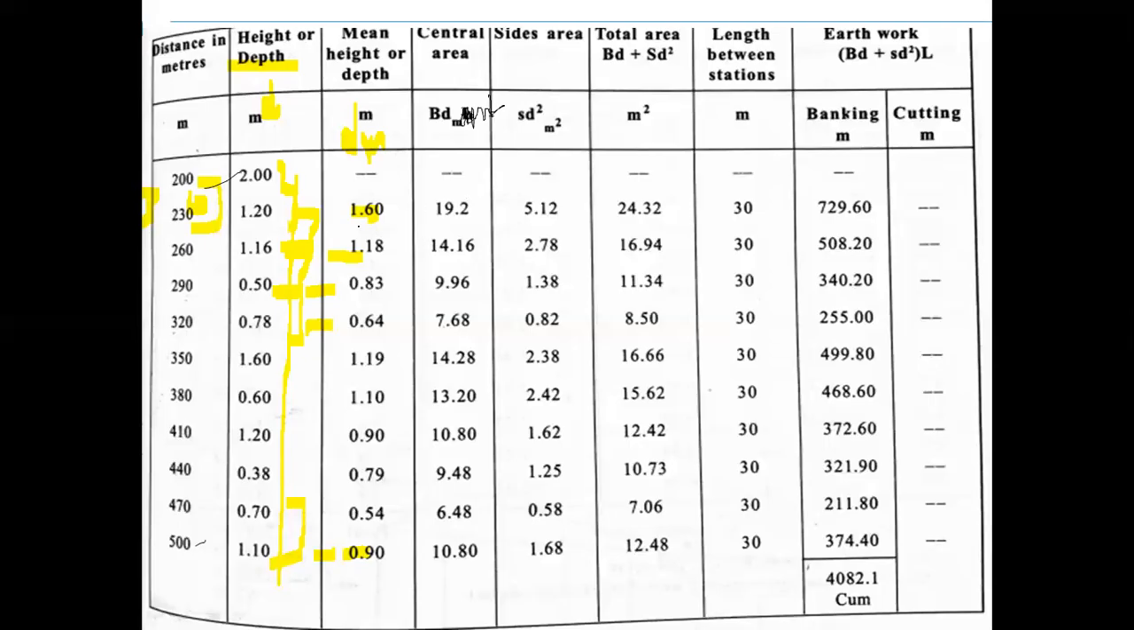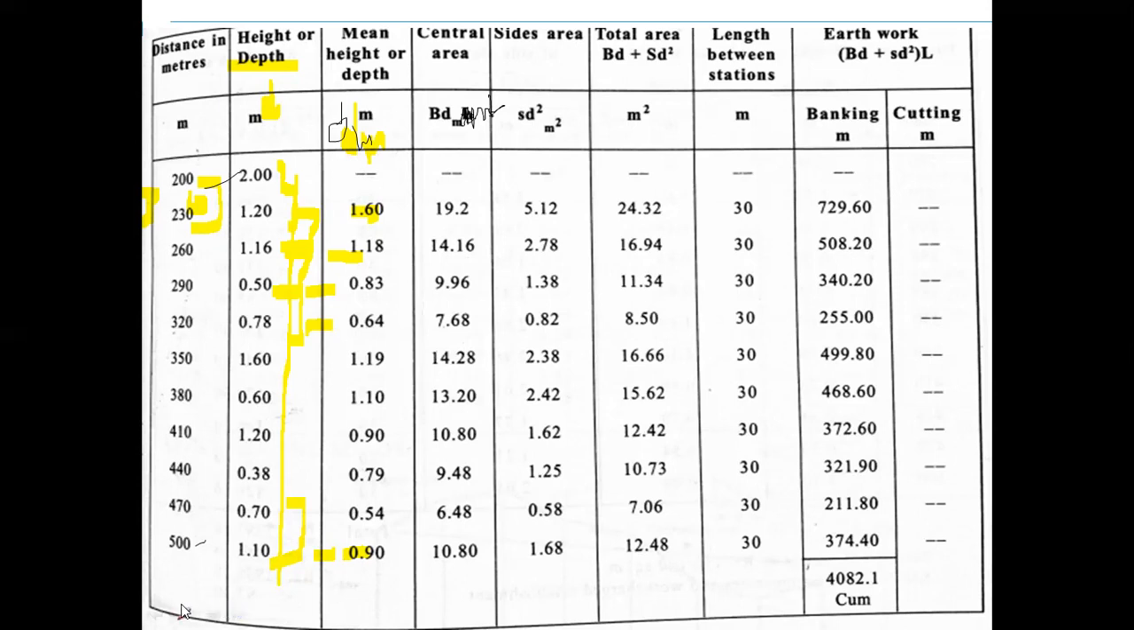So here the central area is B into D. B is 12 meters into the mean depth height DM. This DM 1.62 gives 19.20. Next one 1.18 into 12 is 14.16. Next one 0.83 into 12 is 9.96. Next 0.64 into 12 is 7.68. Next one 1.19 into 12 is 14.28.